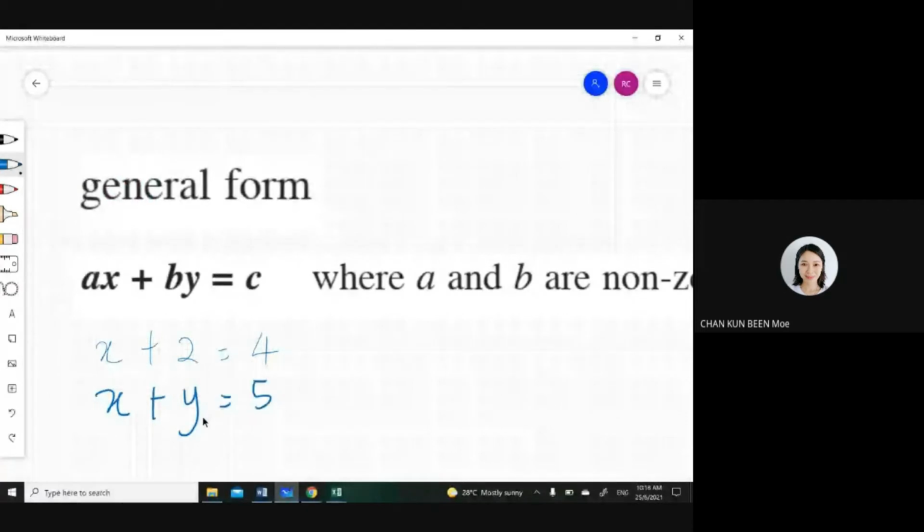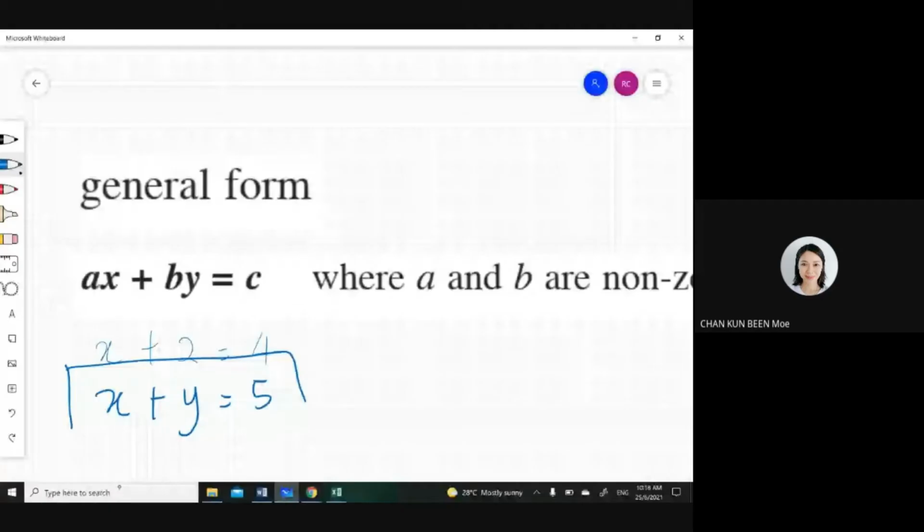Okay, the value of a for this equation here, we focus on this one. The value of a is 1. The value of b is 1. The value of c is 5. Okay, so a, b, and c actually they are constant.